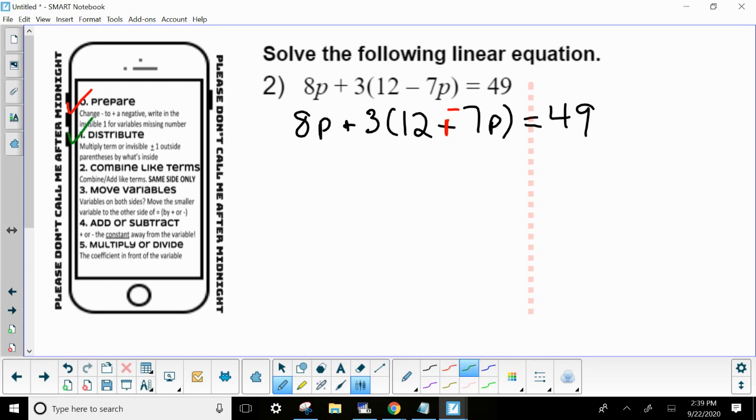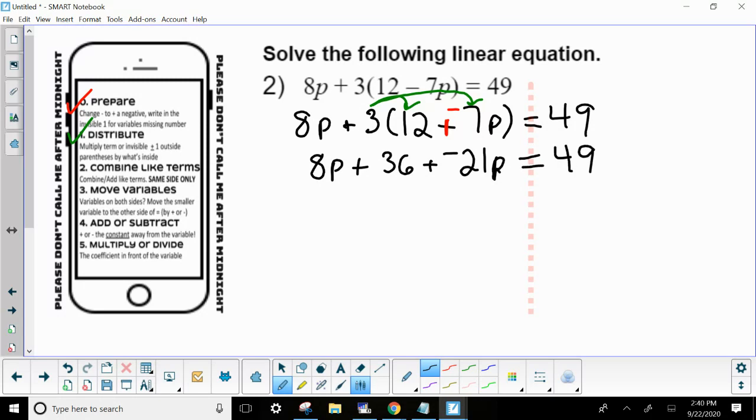We take whatever is right outside the parentheses and bring it in through the parentheses. So we have our 3. 3 times 12 is going to be positive 36. And then 3 times plus negative 7p is going to give us a plus negative 21p. That is equal to 49. We haven't touched that side of the equation yet, so we're good right there.